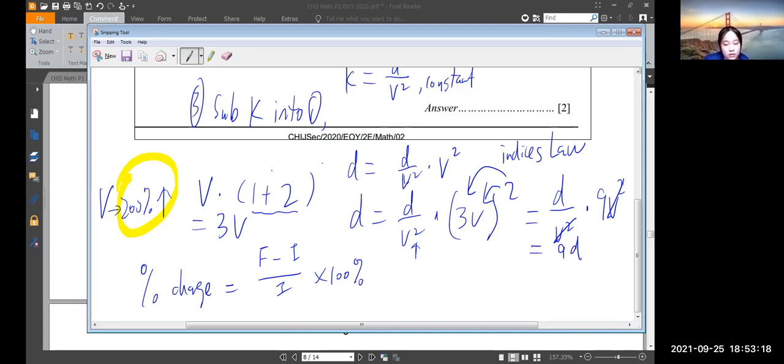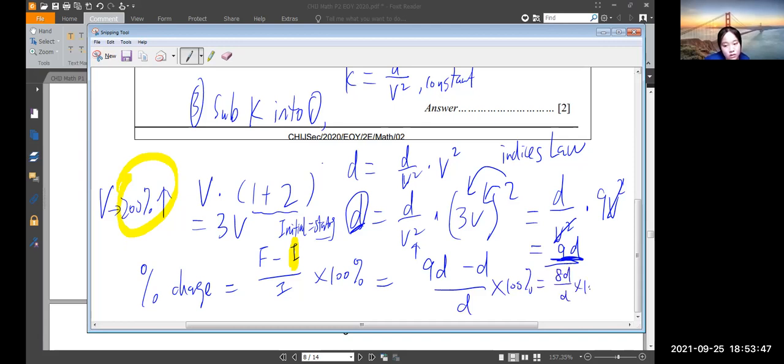Initial means starting. Now I ask you, what's the final value for D? 9D, right? What's the starting value for D? D, right? What's the initial value for D? D times 100%. So 8D over D times 100%. So basically, the D cancels, 800%. Does it make sense?